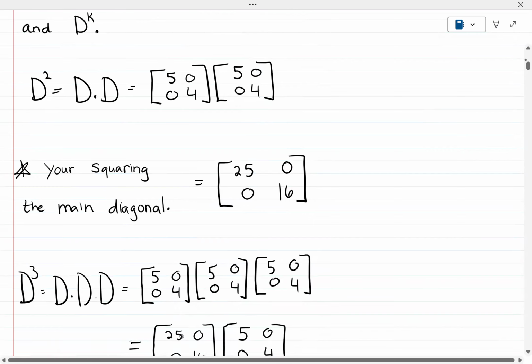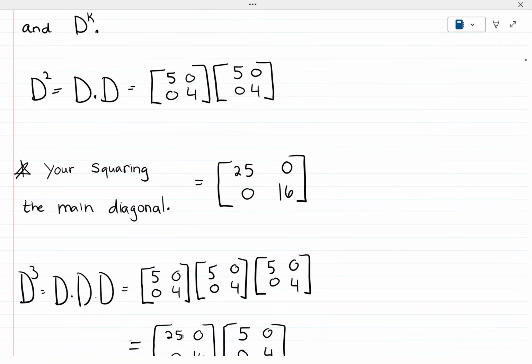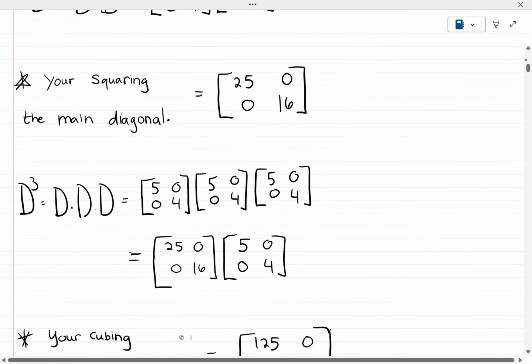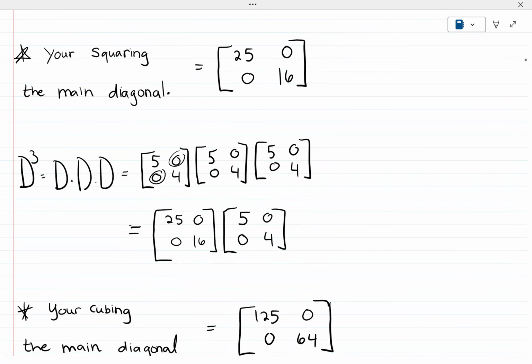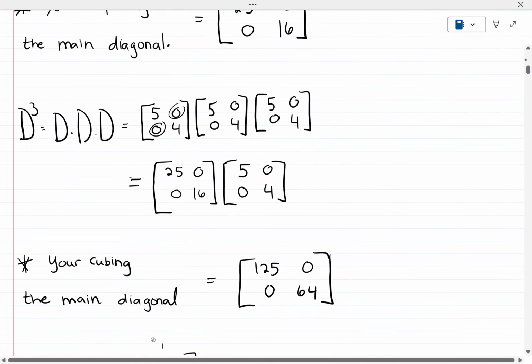And then if you wanted D cubed, you would just have to cube the diagonals, right? So this is going to be 5 cubed, 4 cubed. You could do the long way, but really you don't have to, because the key note is if you have these all zeros, that's good. So D cubed would be this matrix.